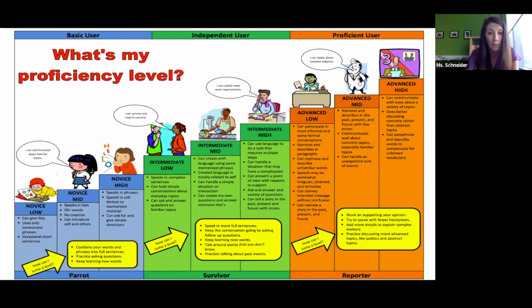If, for example, we look at the novice high step, the first strand talks about the complexity of the language, speaks in phrases. The second strand talks about the range of vocabulary, speech is still limited to memorized materials. And then the last strand talks about the functions of the language.